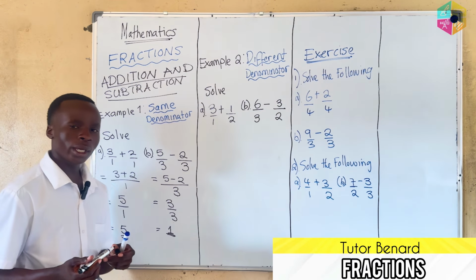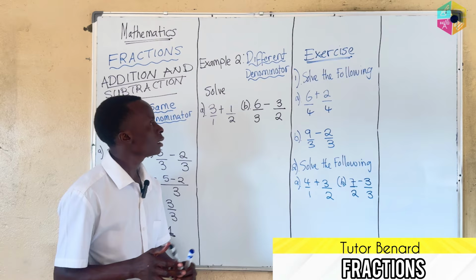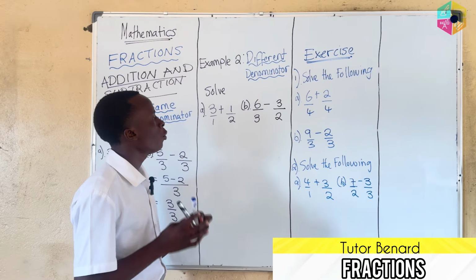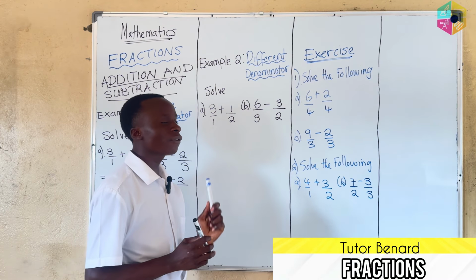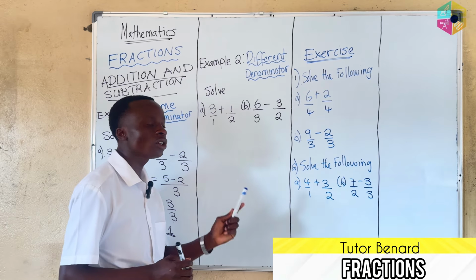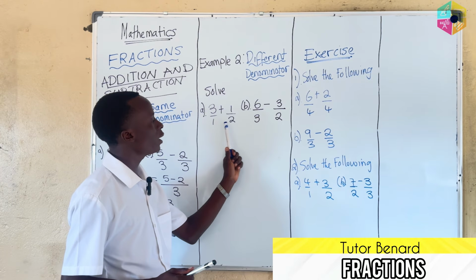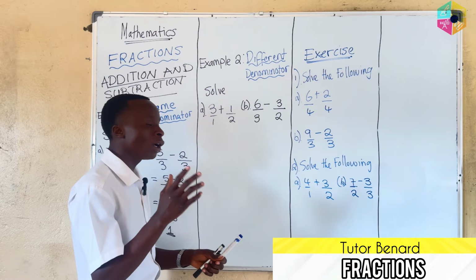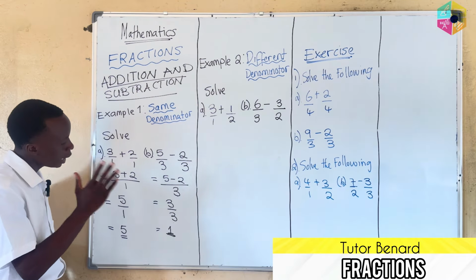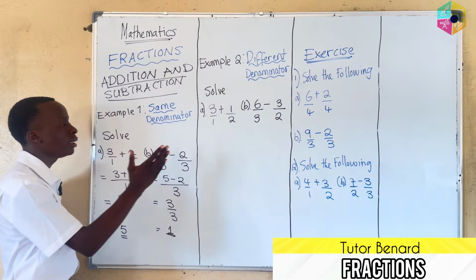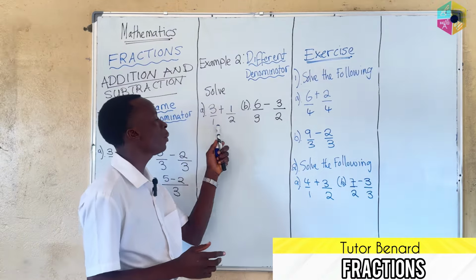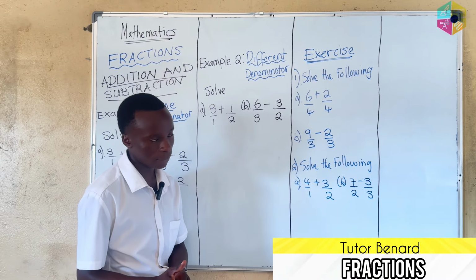Now let us move on to example 2. Our second example, we'll learn how to add and subtract fractions with different denominators. Now we have different denominators, meaning the way that we calculate will be different. Why? Because here we have different denominators.